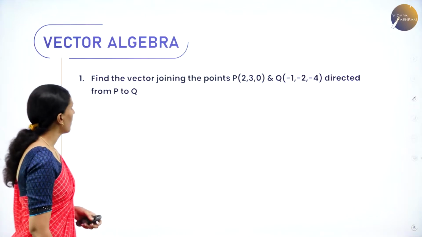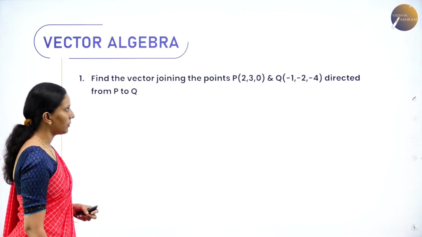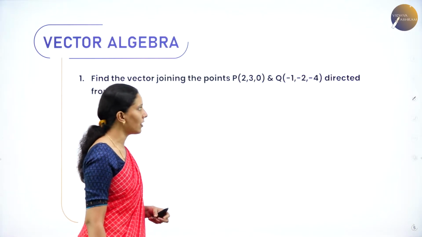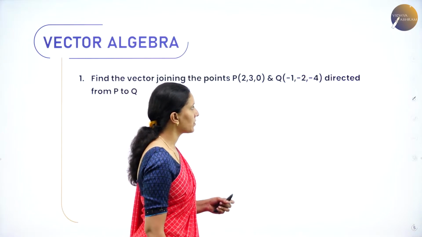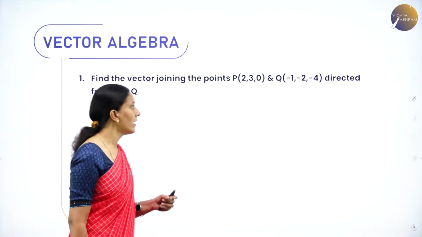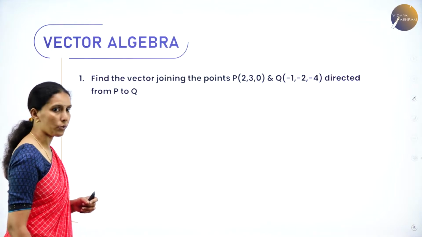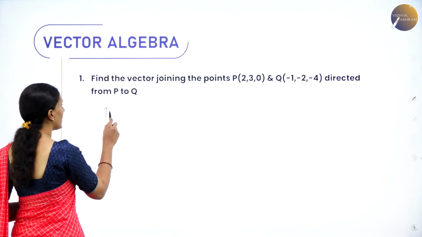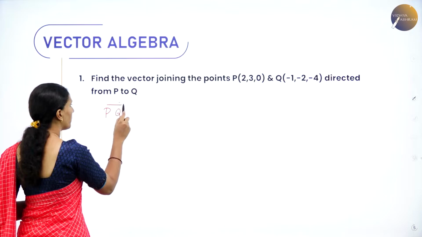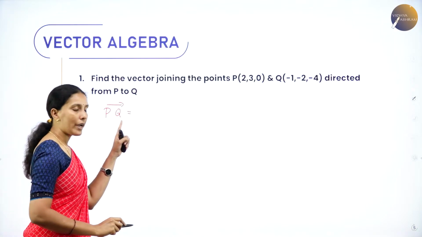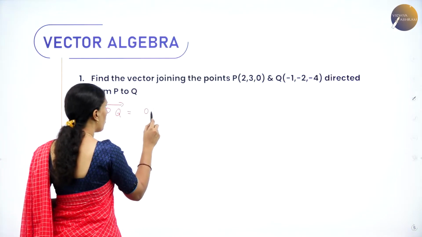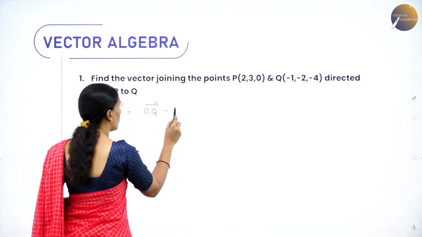Next question. Find the vector joining the points P(2, 3, 0) and Q(-1, -2, -4) directed from P to Q. We need to find out the vector from P to Q. So how are you going to write PQ in the form of OQ minus OP.